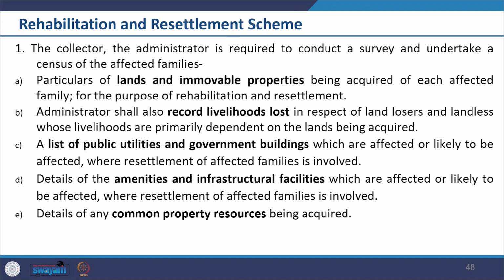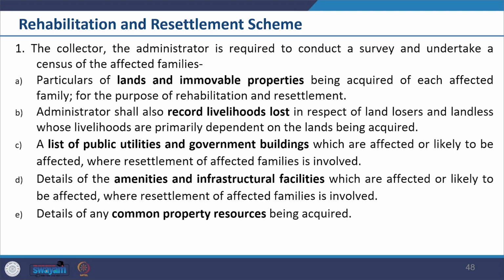Further, we see that the Act provides instructions on preparation of the rehabilitation and settlement scheme by the administrator. So you see that the rehabilitation and settlement scheme, how the administrator would prepare it, that also instructions are given. So you can reconnect with the rehabilitation and resettlement plan we talked about in the previous class. The administrator is required to conduct a survey and undertake a census of the affected families, and it would record particulars of the land and immovable properties being acquired of each affected family. So that has to be done rigorously for the purpose of rehabilitation and resettlement.